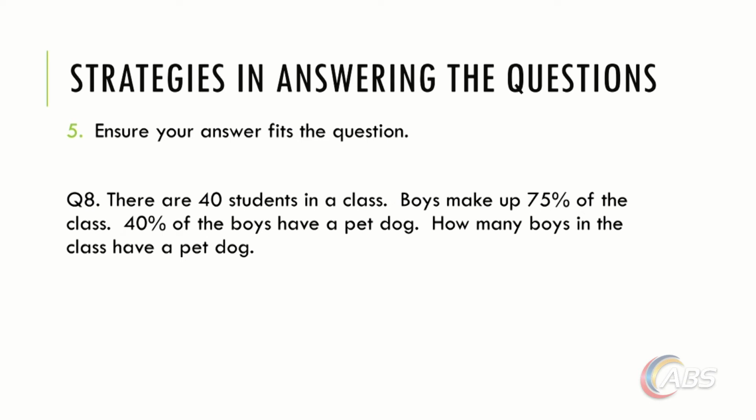But from reading the question, we'll notice that we actually have to do something else before getting to the answer. There are 40 students in a class. The boys make up 75% of the class, and 40% of that 75 have a pet dog. How many boys in the class have a pet dog? Okay, so we're just going to make an association here between the 40 and the 75%, because what we need to do is to find what is 75% of 40.